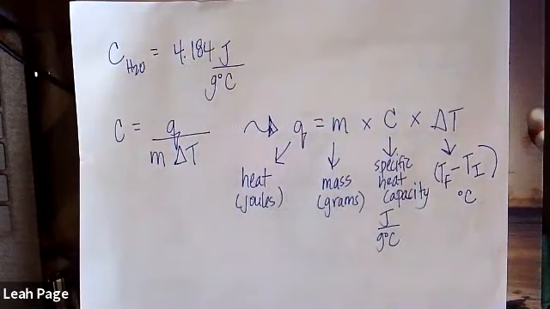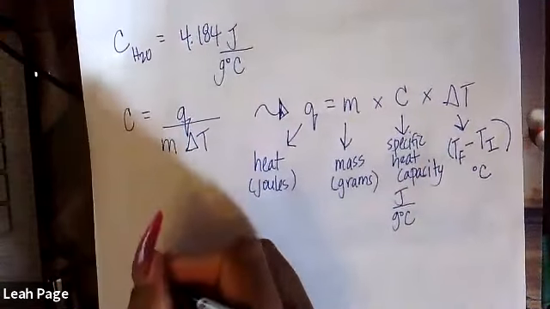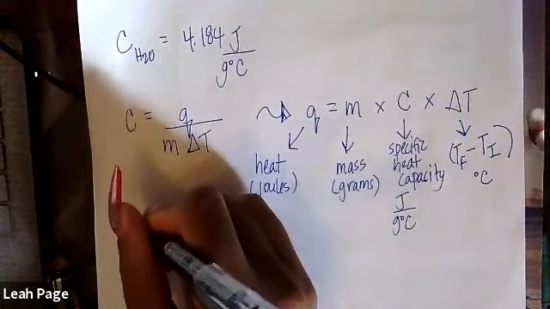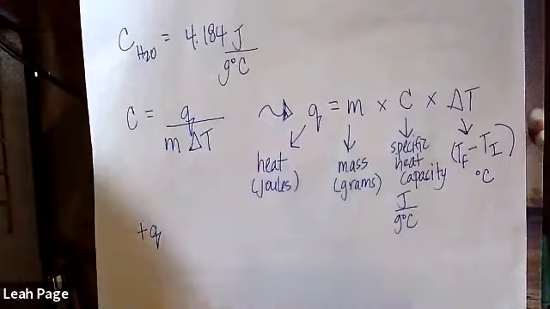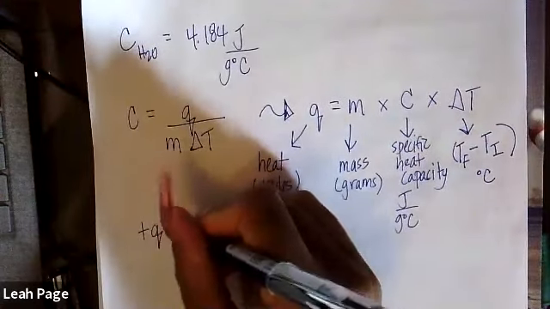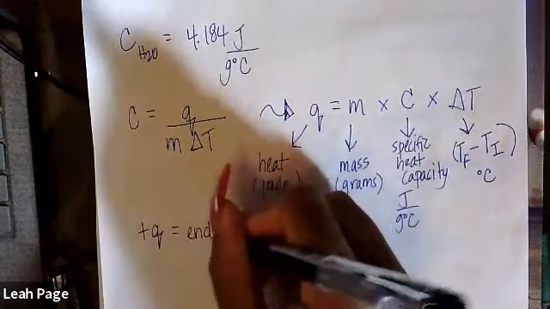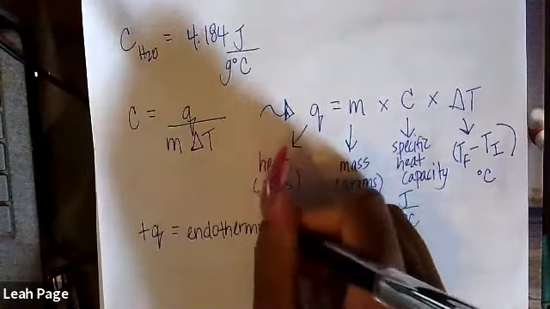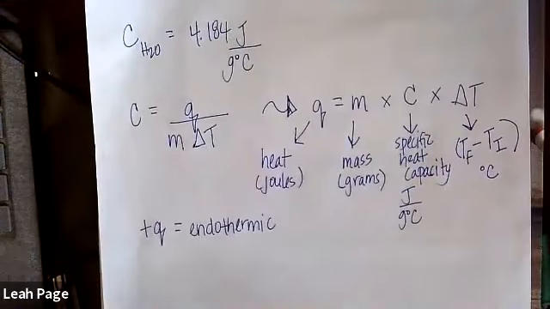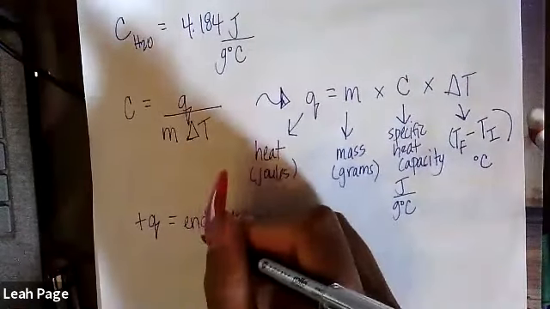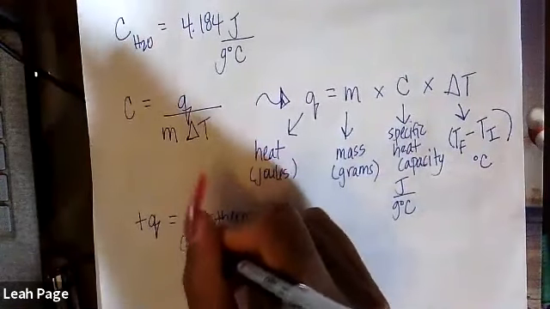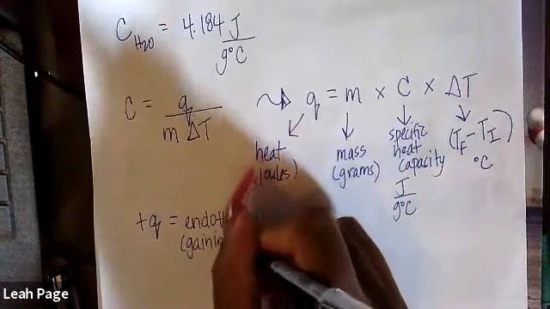We're simply trying to say how much heat is going to be either absorbed or given off. Sometimes you're going to get a positive amount of heat. And if you get a positive amount of heat, that just means you have an endothermic process. And an endothermic process, remember, means your system is going to be gaining some heat.